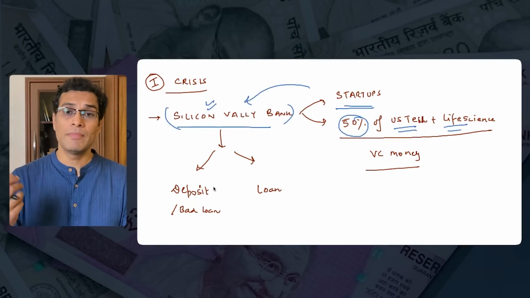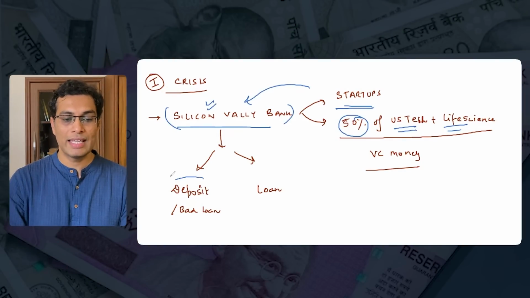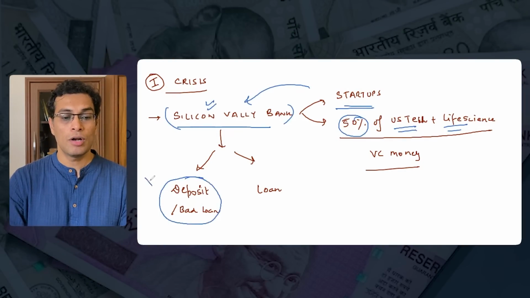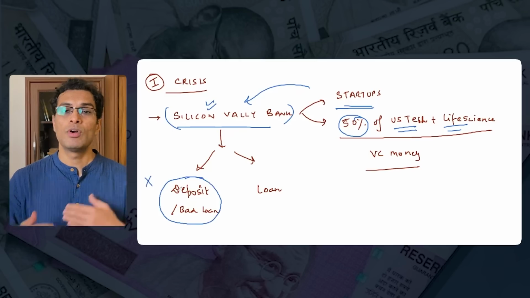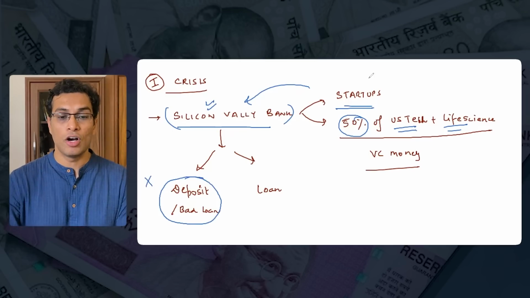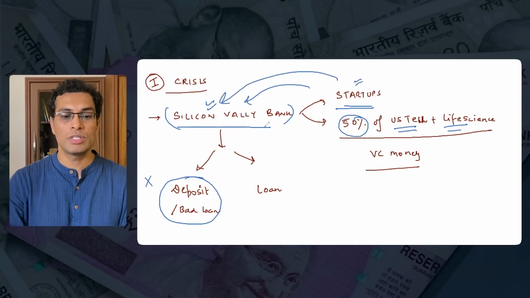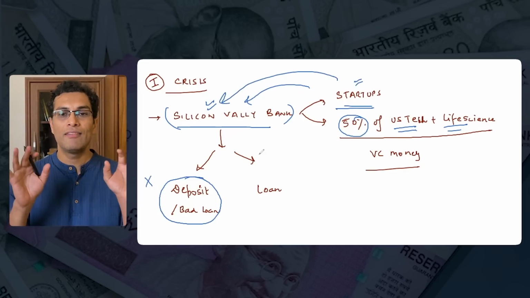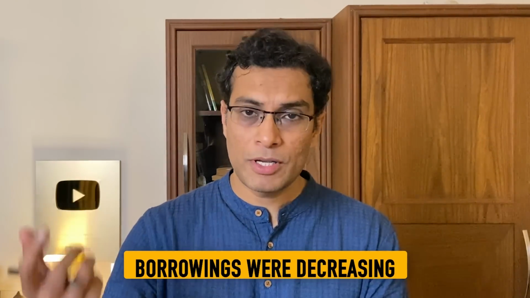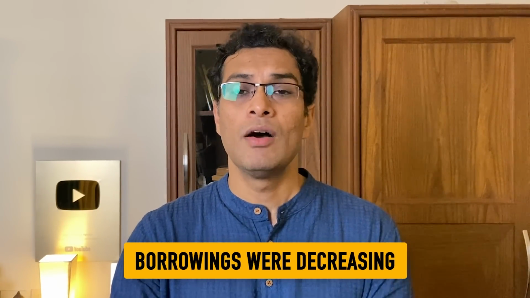Now, from SVB's perspective, what was happening was that they did not have any deposit or bad loan problem per se. What is the meaning of this? Many of these startups, Ola, Uber, etc., were giving their money to Silicon Valley Bank. They did not have a deposit problem. But on the flip side, not too many organizations, especially startups, were borrowing money. Why was this the case?